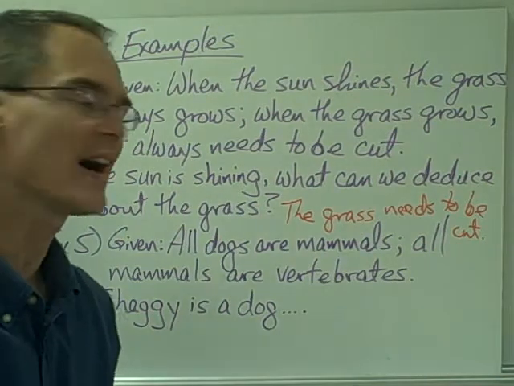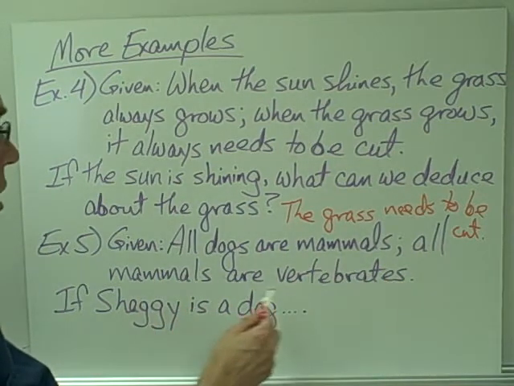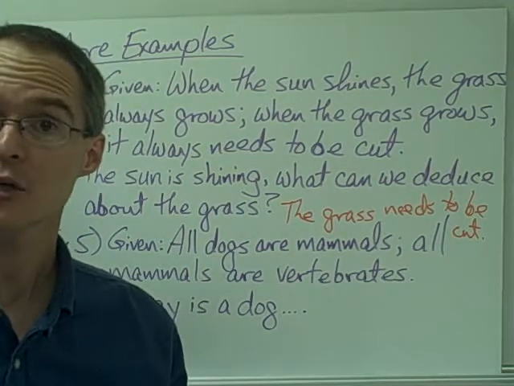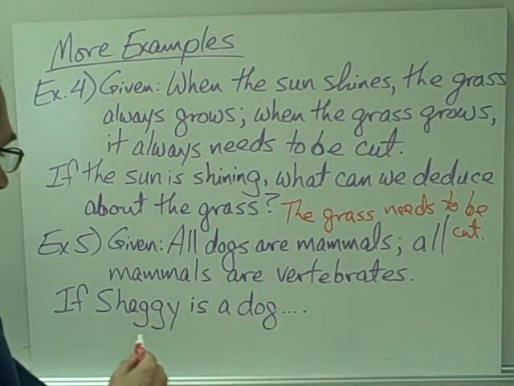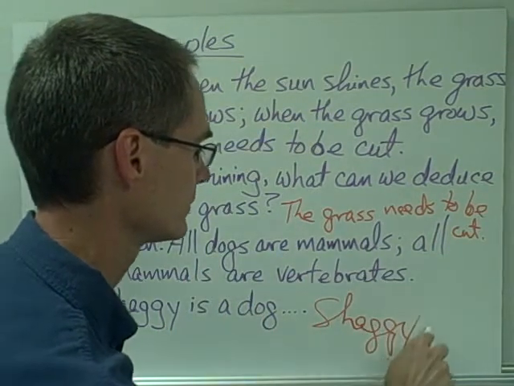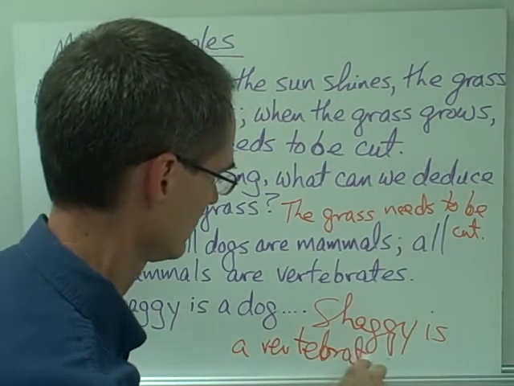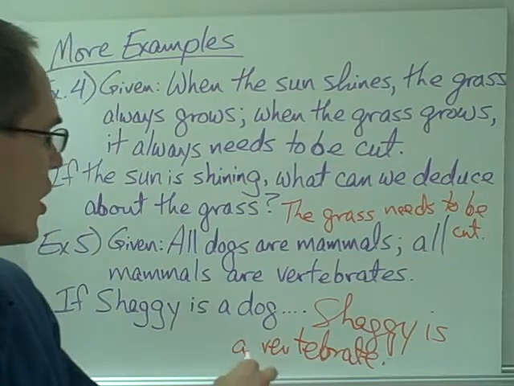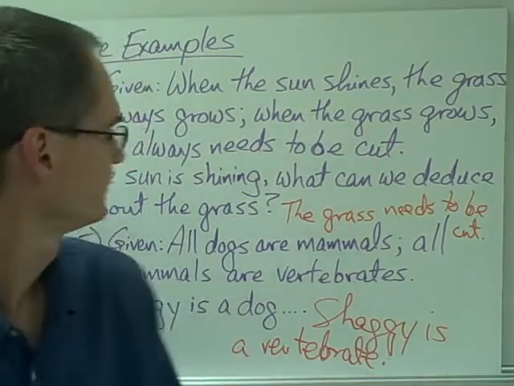Let's take a look at example number 5. Given, all dogs are mammals and all mammals are vertebrates. If Shaggy is a dog, what can we deduce about Shaggy? Since all dogs are mammals and all mammals are vertebrates, if Shaggy is a dog, then Shaggy must be a vertebrate. And we've constructed another chain of reasoning. Shaggy is a dog, all dogs are vertebrates, therefore Shaggy must be a vertebrate.